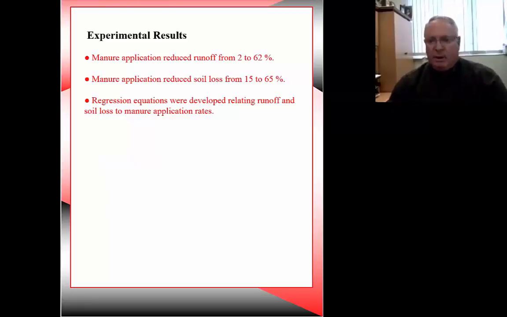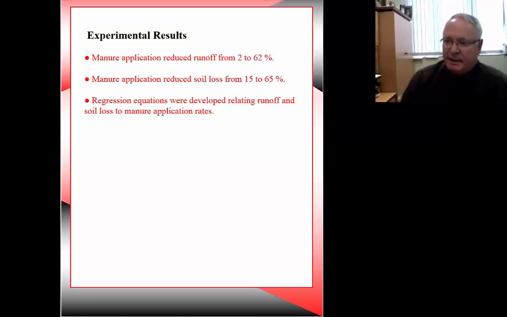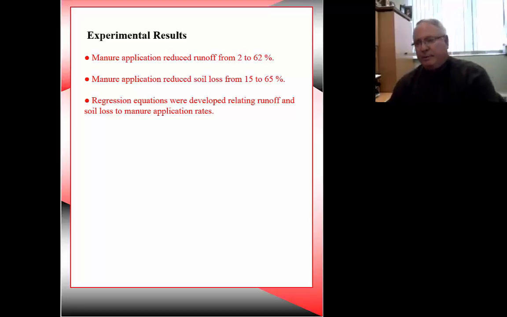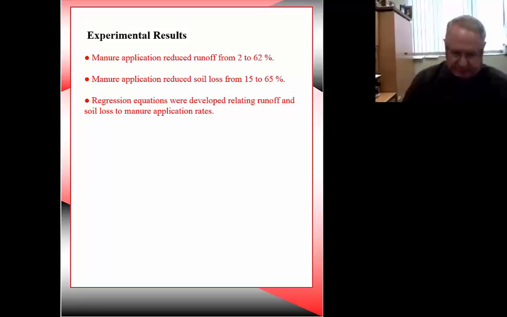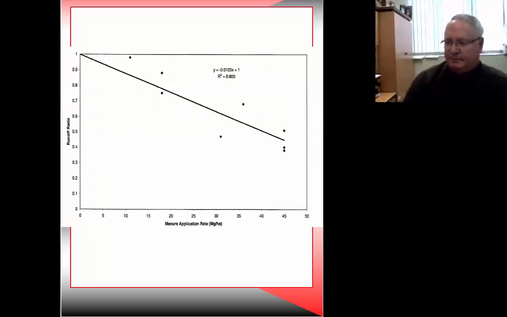So what Mark and I did was go to this historic database, look at the data that was collected, and then summarize the information. And we found that manure application at these sites reduced runoff from 2 to 62%. Manure application reduced soil loss from 15 to 65%. And we also were able to develop some regression equations that related runoff and soil loss to manure application rates.